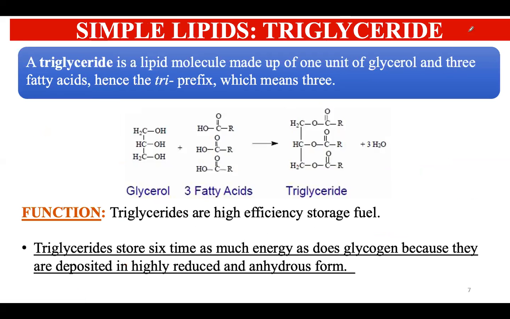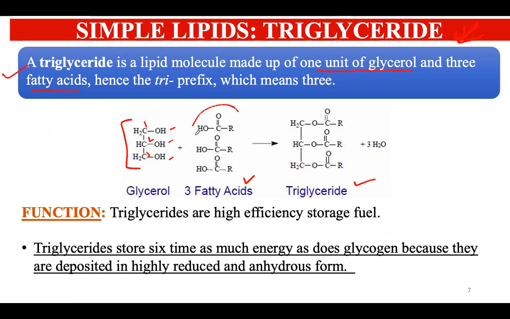The most important example of the simple lipids is the triglyceride, and this is the storage form of fatty acids inside the body also. The triglyceride is a lipid molecule which is made up of 1 unit of glycerol and 3 fatty acids. So how do we do that? This is a glycerol alcohol. As you can see, there are 3 carbons, 1, 2, and 3, and each of them has its own alcoholic group. Now, when we attach 3 fatty acids to this, it becomes a triglyceride.